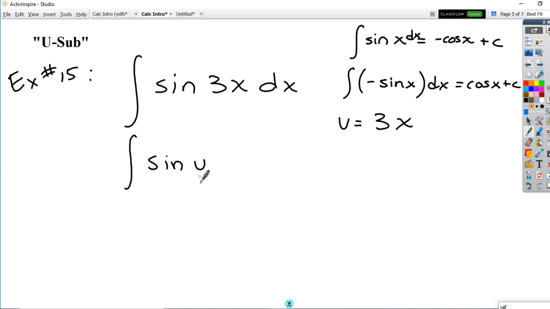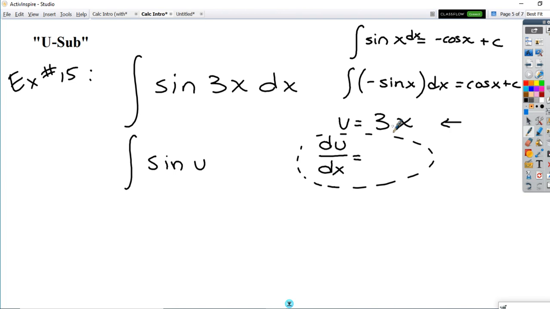But where I have a u here, I want a u here. I can't have dx, I have to have du. So how do I find out what du is? I have to come over here and find a derivative. If I find the derivative of u with respect to x, I can solve this expression for du, or in this case for dx, and substitute that into my formula. So let's see how that works.